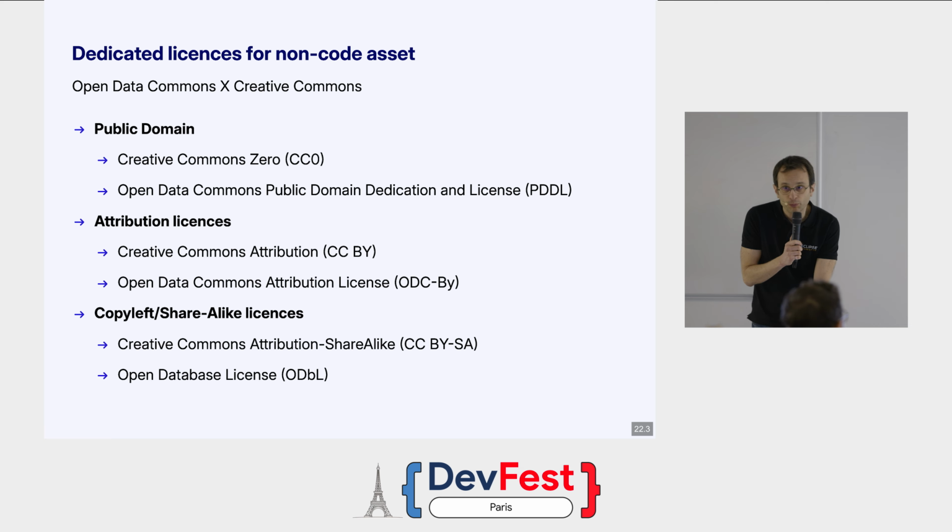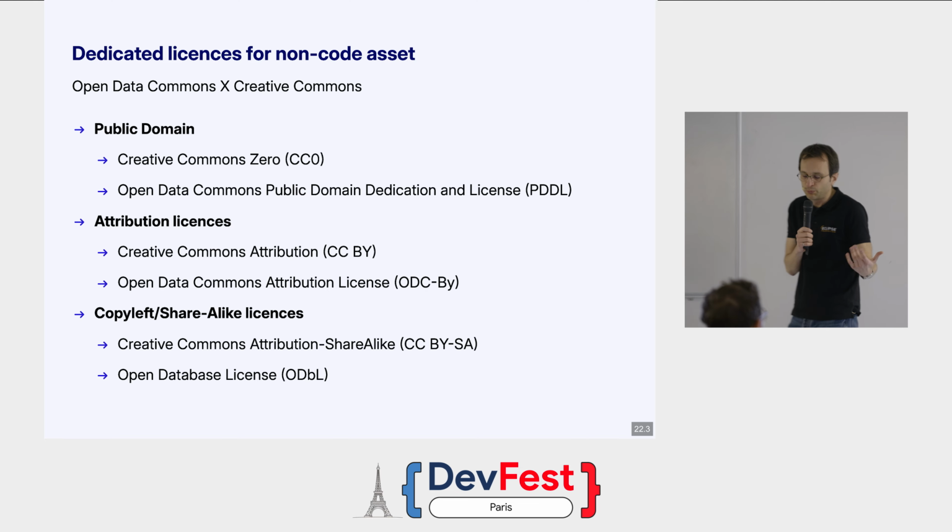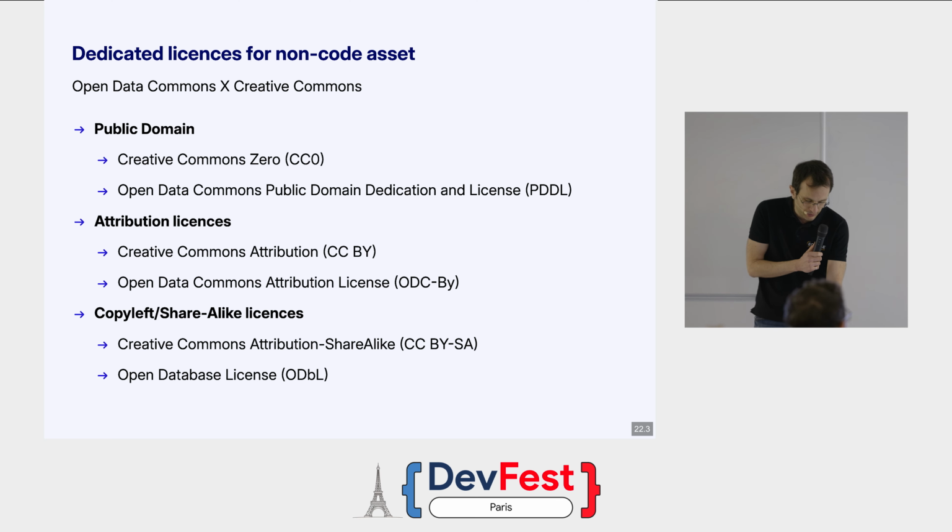So you have licenses for the public domain. I won't go into details. For licenses for attribution, that's basically permissive licenses, just like the Apache. You just need to give the name of the author, but you don't need to publish your modification if you don't want to. So you've got those two licenses. And then for copyleft style licenses, share alike, you have also some Creative Commons dedicated to that.